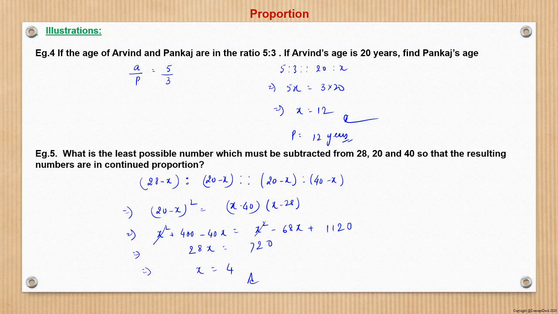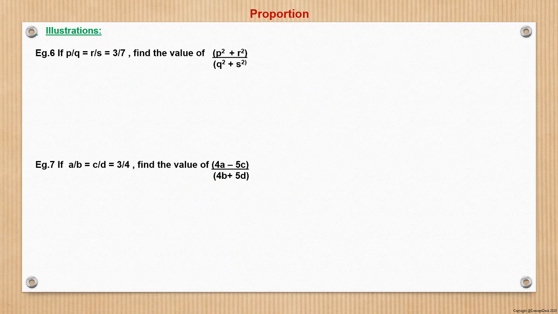So this was also fairly simple. Just a few things we needed to know, that is what continued proportion is. So for continued proportion, A is to B is proportional to B is to C. So here the means are same, 20 minus x, and then we know how to solve the equation. Okay, now here the question says if P by Q is equal to R by S is equal to 3 by 7, find the value of P square plus R square upon Q square plus S square.